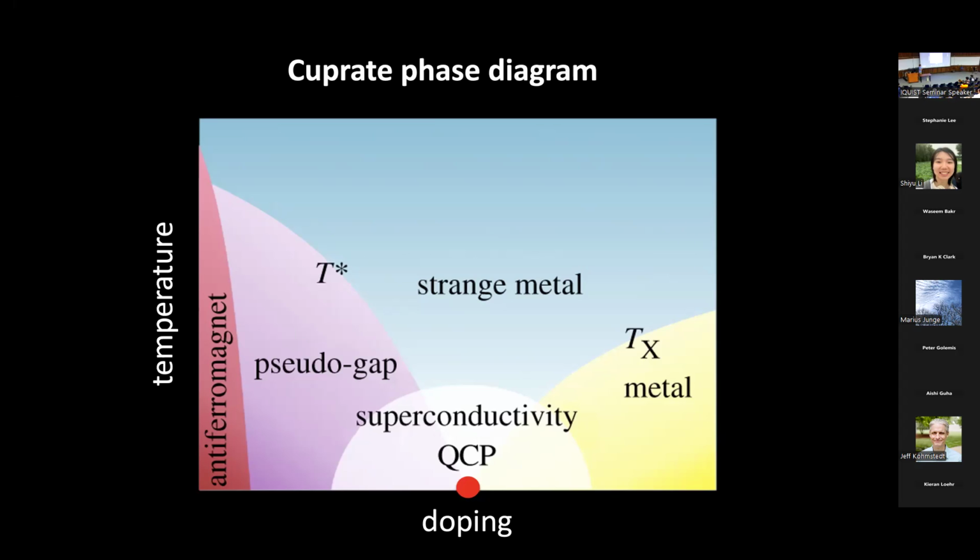Now, if you start to dope the system, that's where all the interesting physics happens in the cuprates. And there you have things like the famous d-wave superconductor here. And then in the normal regime, there are anomalous behaviors in transport and spectral properties, which we don't understand very well. We would love to understand them. The theory gets very hard.